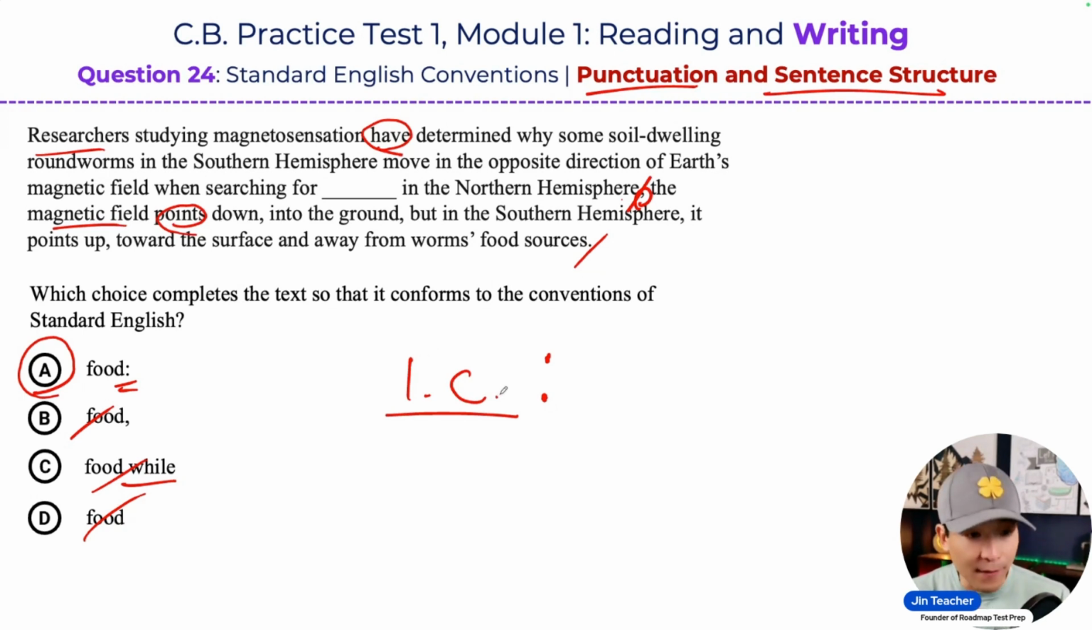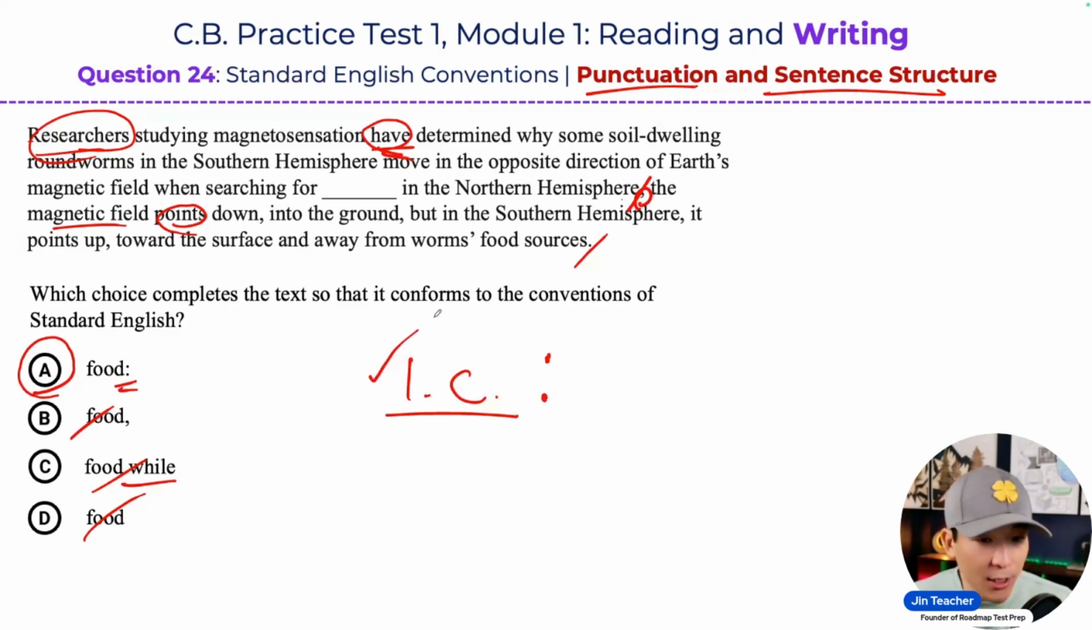So we did check for that, right? Researchers is my subject, have is my verb. Researchers have determined why some soil-dwelling roundworms in the Southern Hemisphere move in the opposite direction of Earth's magnetic field when searching for food. That's a complete sentence. It's a complete thought. So the independent clause is there.